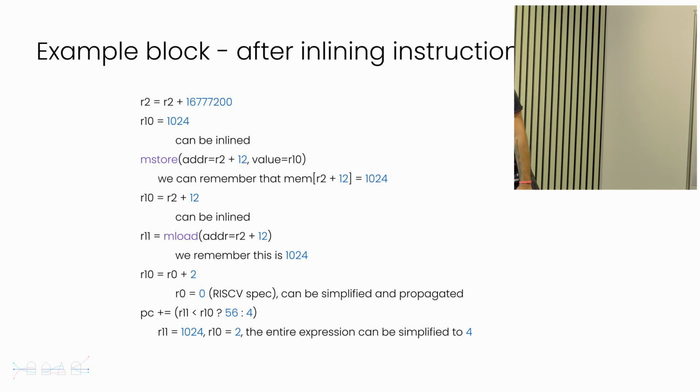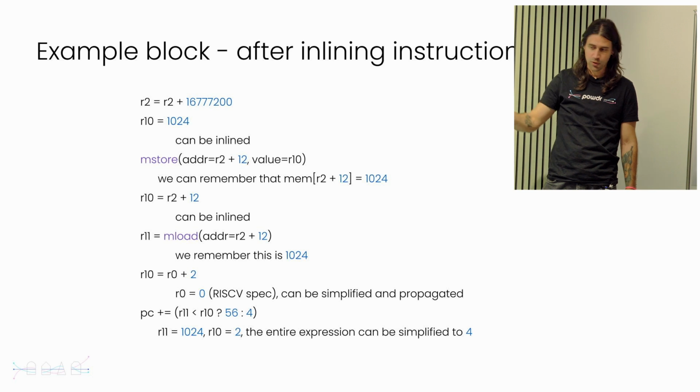So we know this is actually 2. We can inline it, remove it completely. And in the end, even this expression actually simplifies to a constant. And we know that even the condition can be removed. Everything can be removed. We know exactly where the PC is going to go.